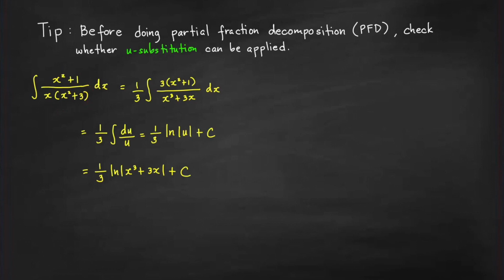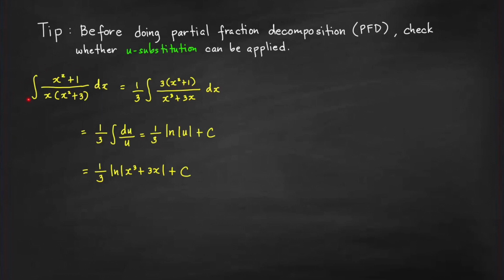But actually, in this case, when you expand the denominator, you'll get x cubed plus 3x. And the derivative of this is just 3x squared plus 3, which is just a constant multiple of x squared plus 1. So therefore, if this is our u, then the du will be just 3 times this numerator, which is x squared plus 1.